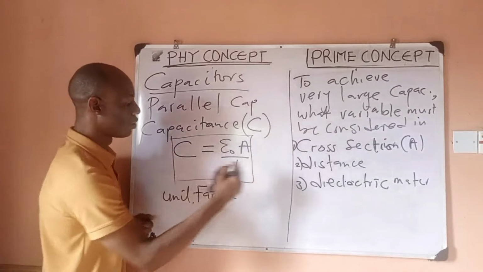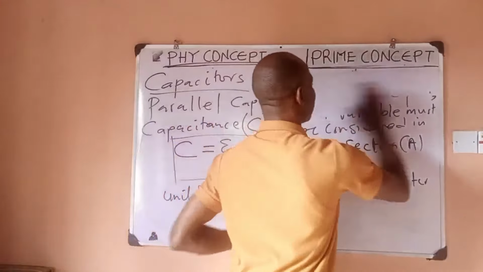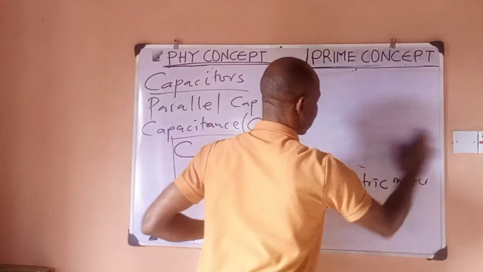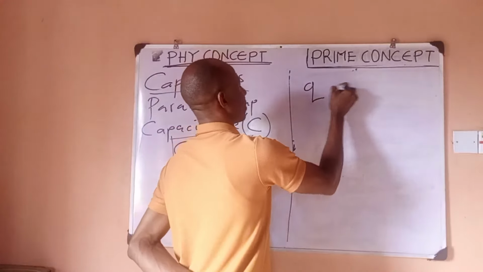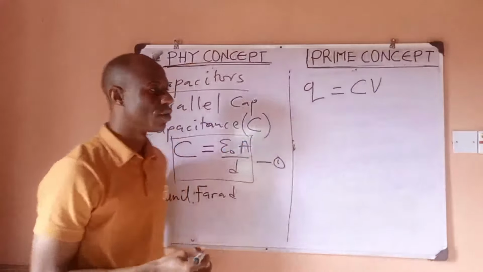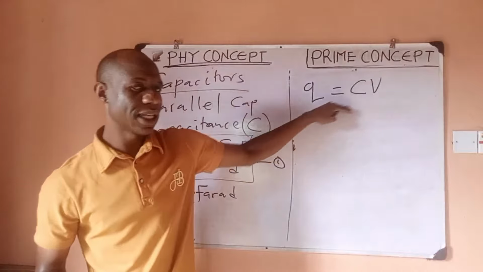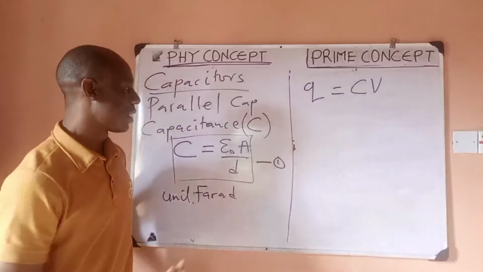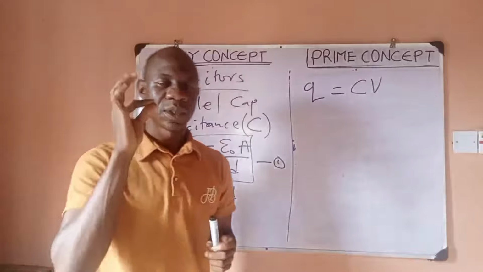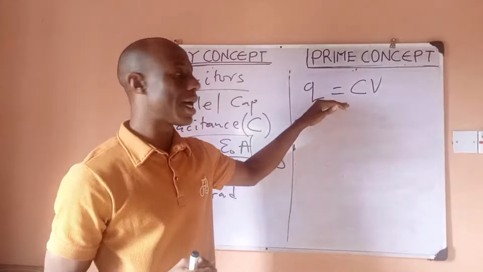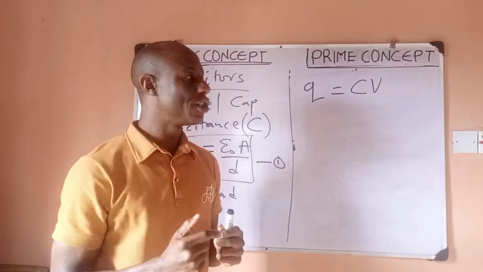Now, I've given one relationship for capacitance. Another relationship you need to know when you're dealing with capacitors, and the most important, is Q equals CV. This is the origin, actually. Q equals CV, so charge is related to capacitance by this formula. These are formulas we should know for capacitance of the capacitor. The next thing you want to learn under capacitors is arrangement of capacitors. Now, you can arrange capacitors.